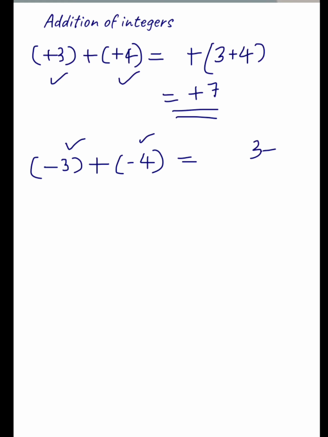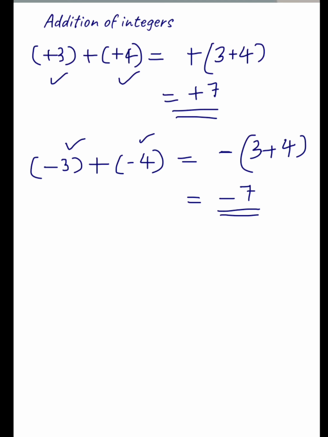What is 3 plus 4? It is 7. Then what do you have to do? But the sign will be negative in this case. Here both the integers have got a negative sign, so in the answer also you will have a negative sign. But you have to add the numbers.